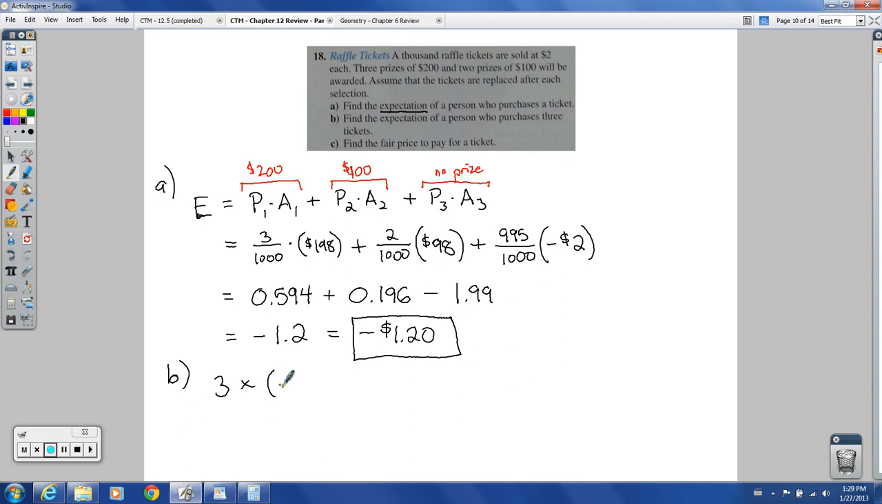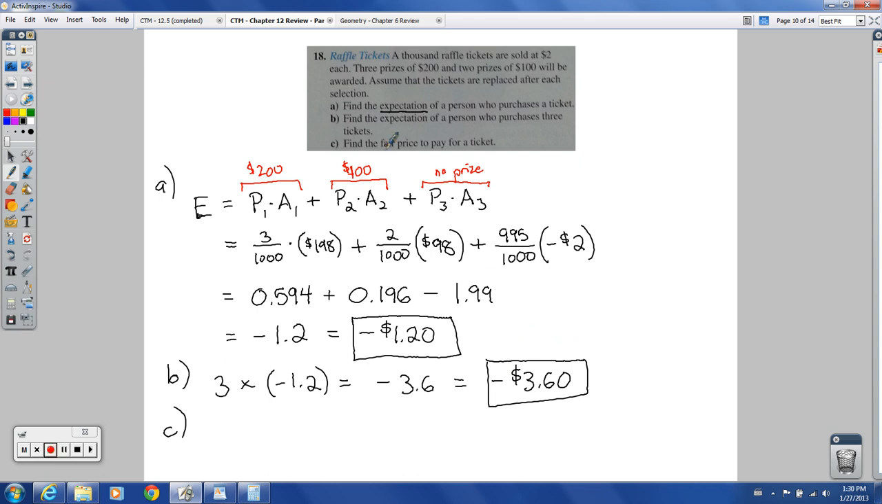So 3 times negative 1.2 would be negative 3.6, or that's the same thing in terms of money as negative $3.60. So a person that purchases 3 tickets on average would expect to lose $3.60. Yes, they could win, but more times than not they're going to lose. So on average, that's what the average comes out to be.